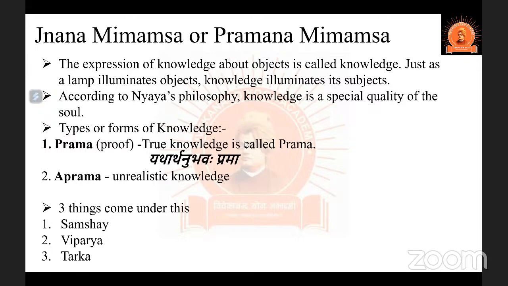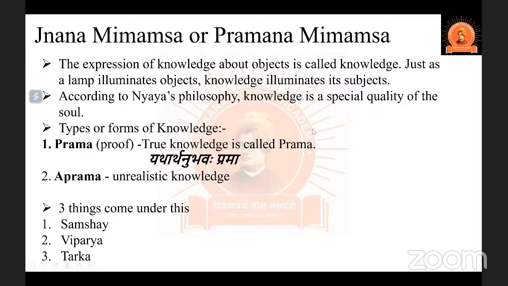Aprama is that unrealistic knowledge which is not true, which is false. Yathartha gyan is Prama, and opposite to that is Aprama. So here it is saying that knowledge is a special quality of the soul. According to this Nyaya philosophy, the knowledge, the jnana that is to be attained, is a special quality of Atma.